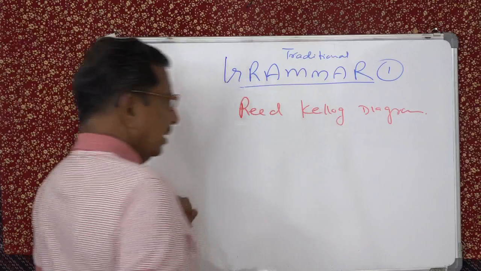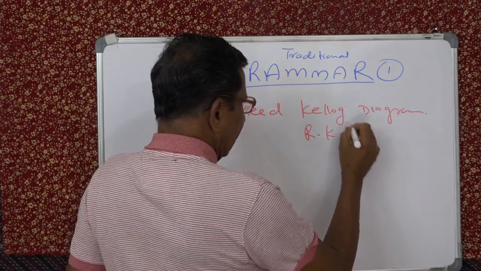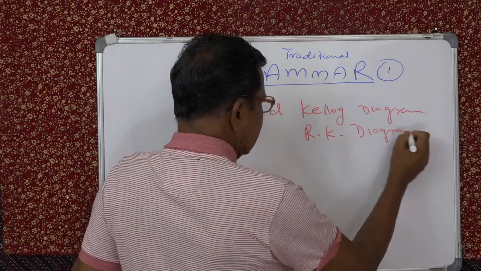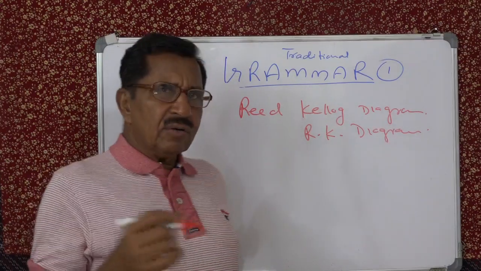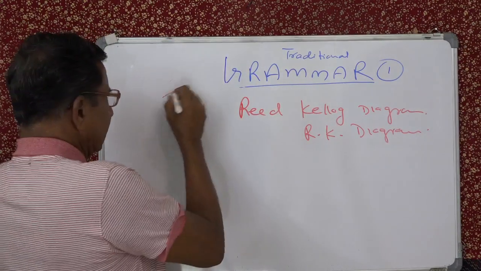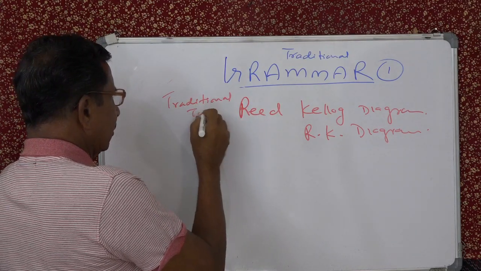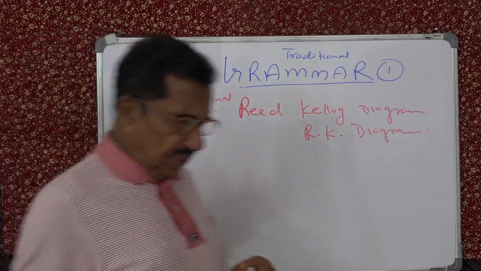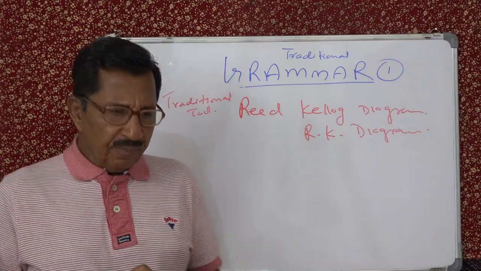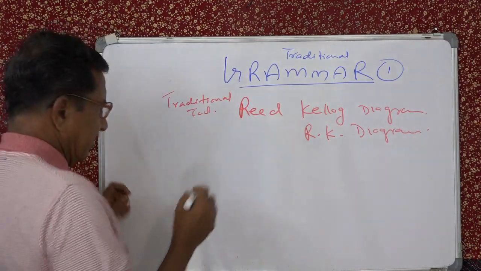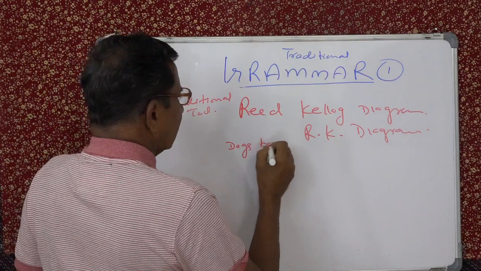That is the Reed-Kellogg diagram for short. If you are interested in history and the history of grammar, there is a traditional tool for describing sentences, the diagram. Understand? Say you have a sentence like this: Dogs bark.